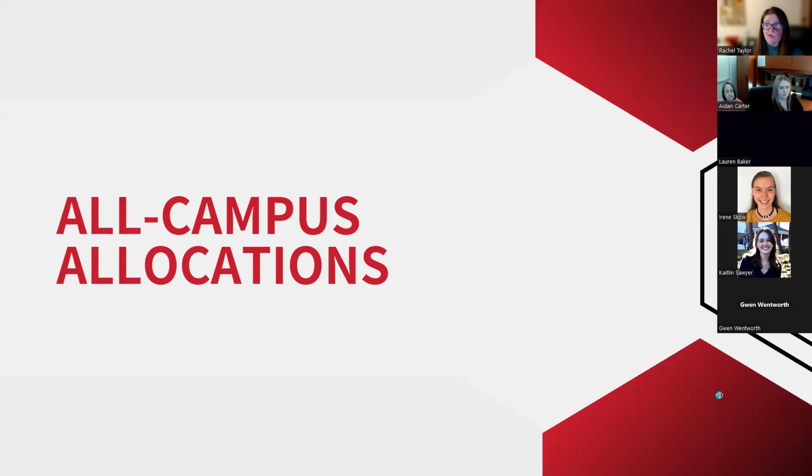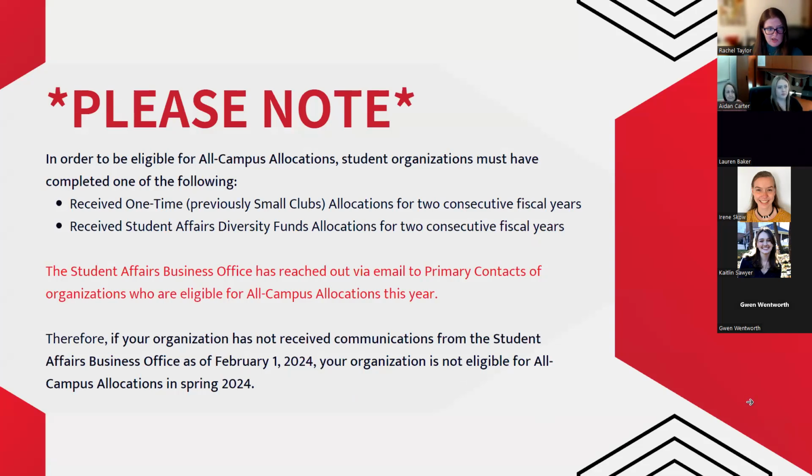Okay, I have talked through a lot of information, and Lauren has spoken to us about one-time allocations. I'm going to pass the mic over to some experts from the Student Affairs Business Office to talk through all-campus allocations. Before we introduce them, I do want to note again, whether you're joining us live today or watching the recording after this, please know in order to be eligible for all-campus, student organizations must have completed one of the following, which is receiving one-time allocations for two consecutive fiscal years, or receiving Student Affairs diversity fund allocations for two consecutive fiscal years.